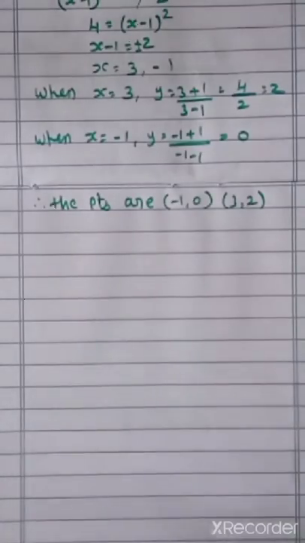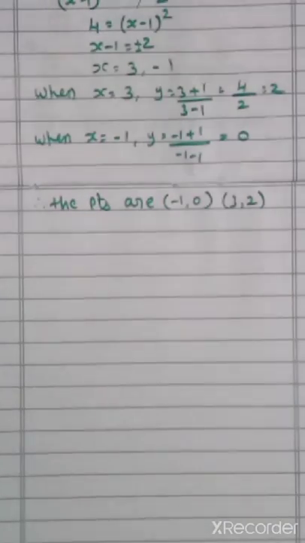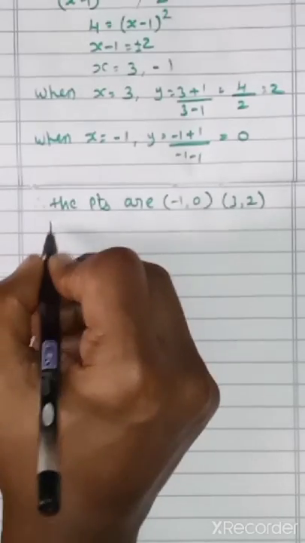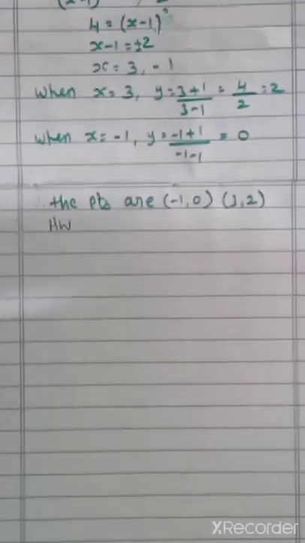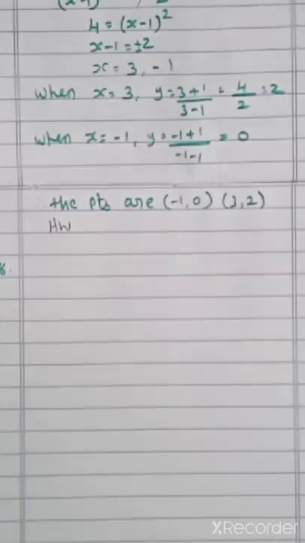After this, what we have to do? We have to find out the equation of tangent. That finding the equation of tangent, you have to do as homework, okay? So finding the equation of tangent, for the 2 points you have to do it by yourself.